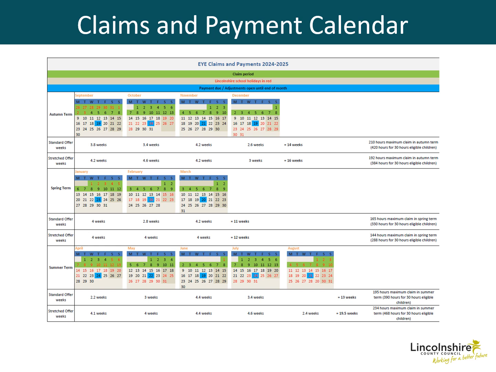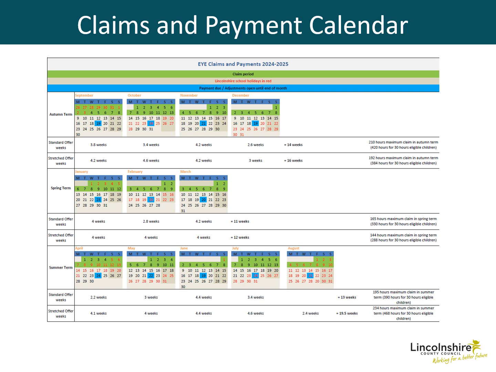The calendar is colour-coded. The green area indicates when claims are open. This is normally the first week in the month, however sometimes claims are open earlier. Claims always close at midnight on a Sunday.